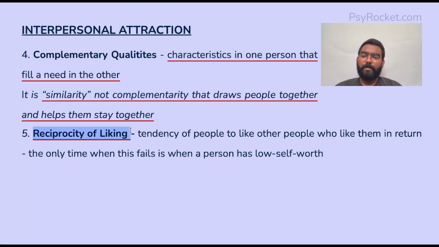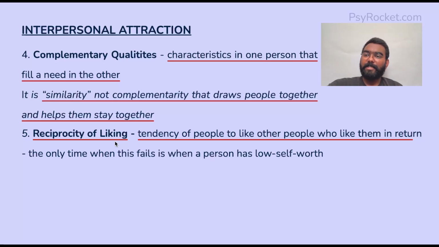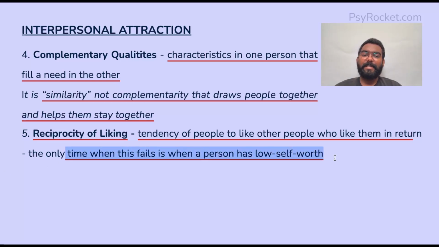Then there is reciprocity of liking, which is the tendency of people to like other people who like them in return. So individuals tend to like the other person when they get to know that the other person is also liking them. The only time when this fails is when a person has low self-worth.